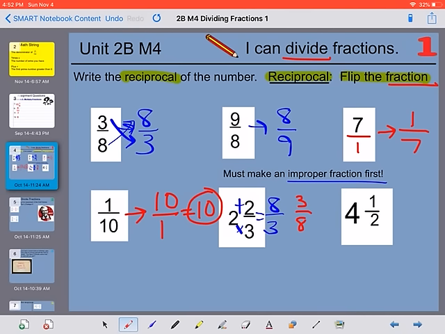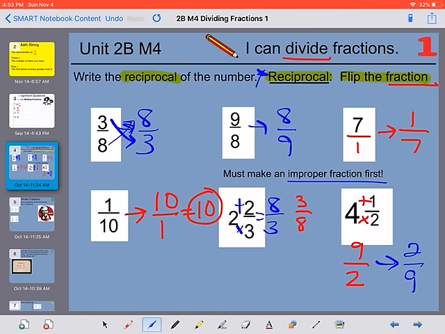And last, 4 1/2. 4 wholes that are broken into half, that would be 8 pieces. 4 times 2 is 8. Plus 1 more is 9. So we have 9 halves, or 9/2. And the reciprocal of that would be flipping it, 2/9.